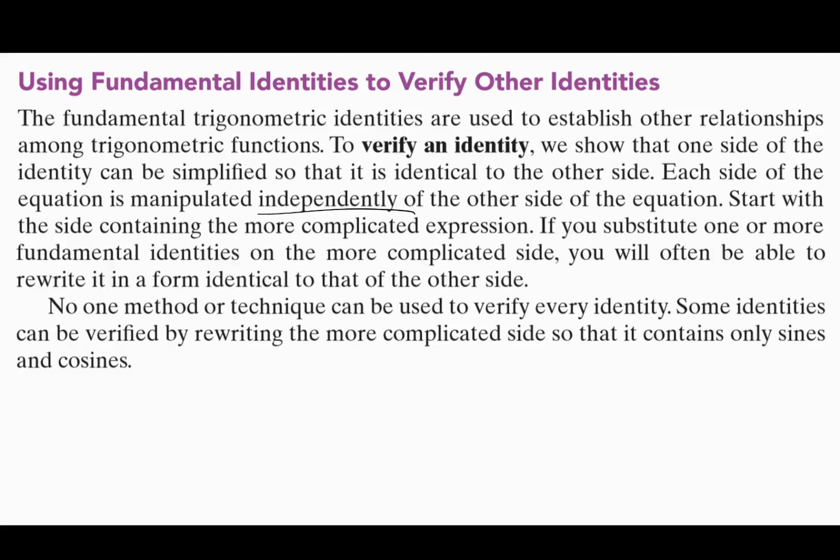It's a good idea to start with the side that is more complicated and try to simplify it, as opposed to starting with the side that is less complicated and try to make it look like the other side. Usually it's a better idea to just simplify everything as much as possible, and hopefully when you're done, the two sides will be equal to each other. If you substitute one or more fundamental identities on the more complicated side, you'll often be able to rewrite it in a form identical to the other side.